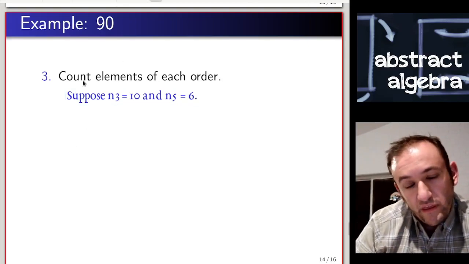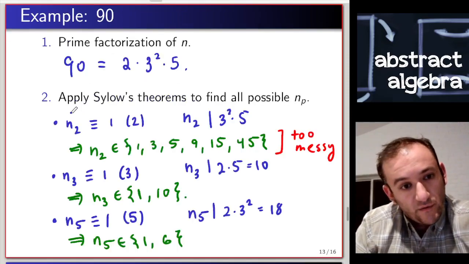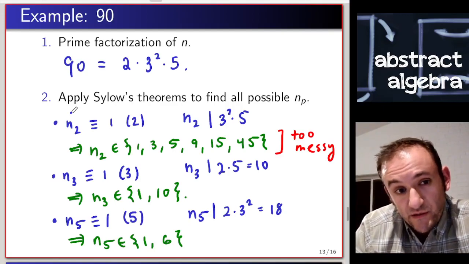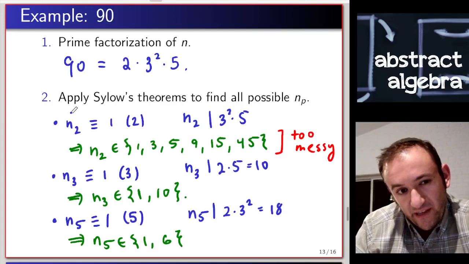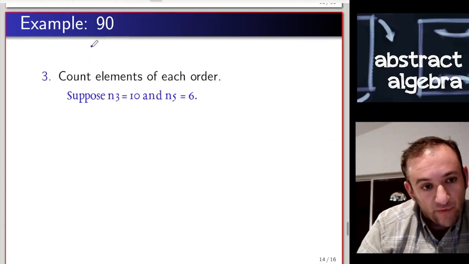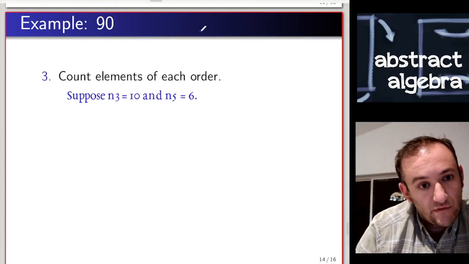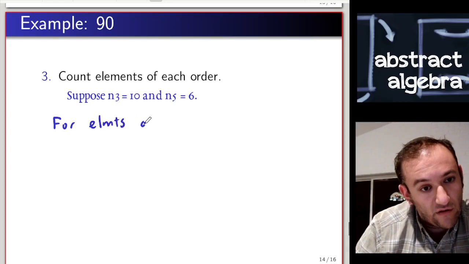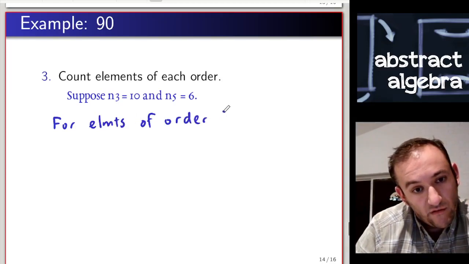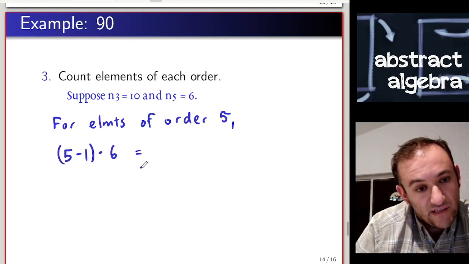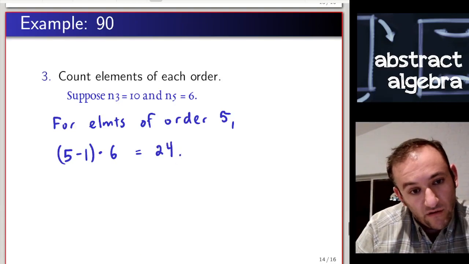Let's count the elements of each order we would find. One thing to observe is that the individual Sylow 3 subgroups might intersect each other non-trivially, so counting their elements will be tougher. But for the Sylow 5 subgroups, we can. So for elements of order 5, we're going to have 5 minus 1 such elements in each group, and we have 6 such groups. That's going to be equal to 24.